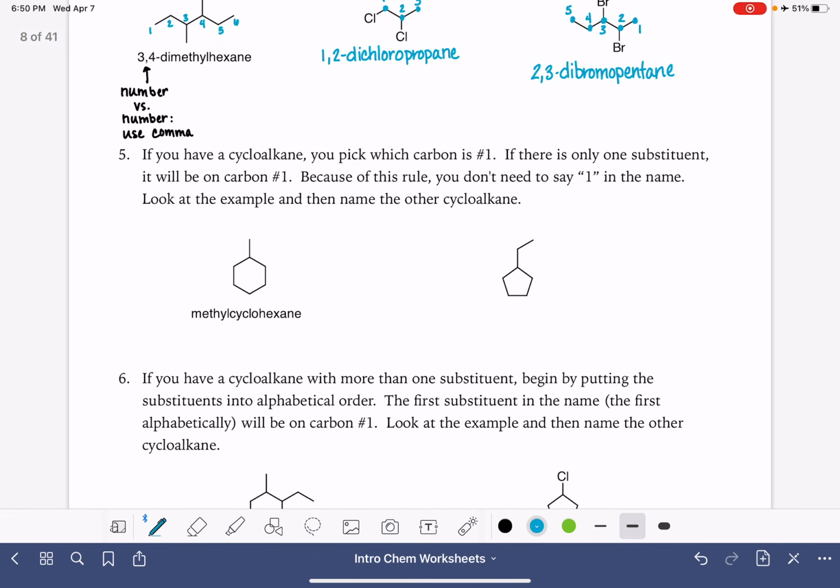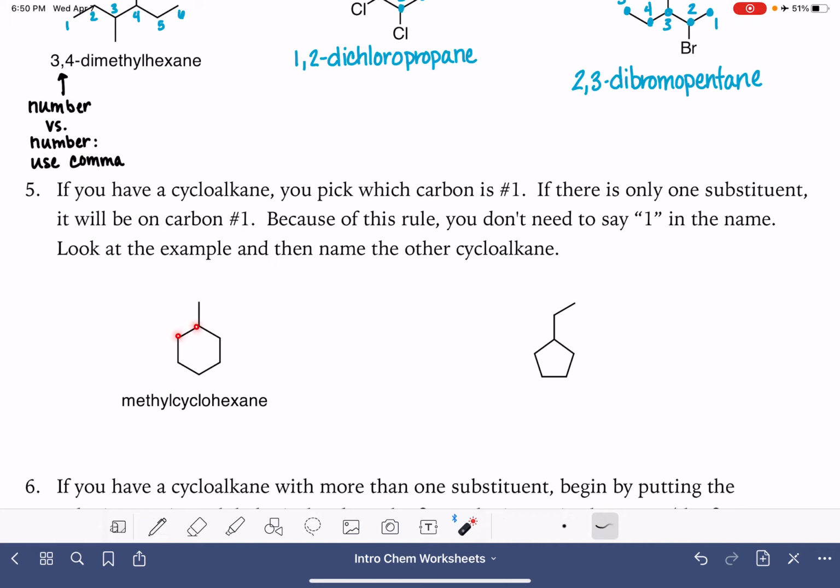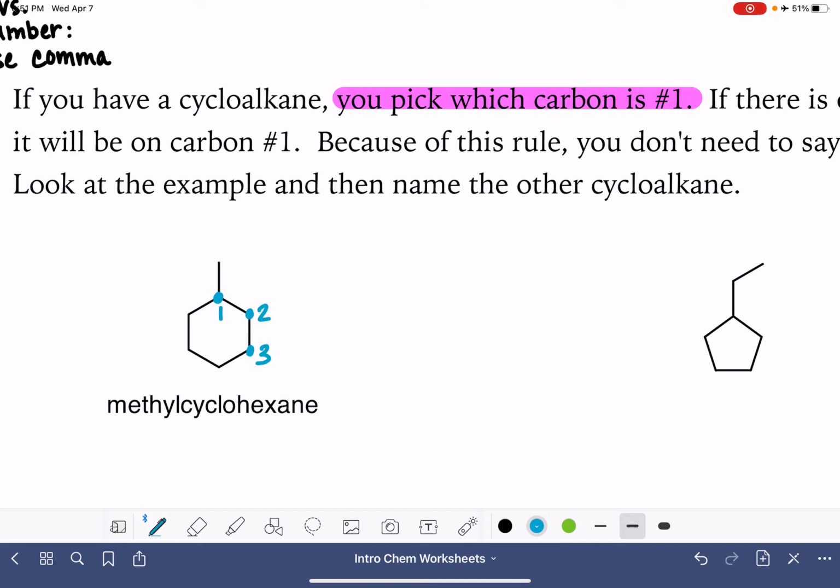Last thing that we're going to look at here is naming cycloalkanes. So these are molecules where the carbons are connected to each other in a ring instead of in a straight chain. When you have a cycloalkane, you get to pick where to start your numbering. So you get to pick which carbon is carbon number 1. And you're going to choose the carbon that is holding the branch. So for this very first example right here, we're going to choose this carbon right here to be carbon number 1, and then we'll just go around the ring.